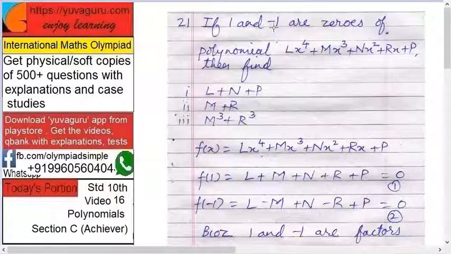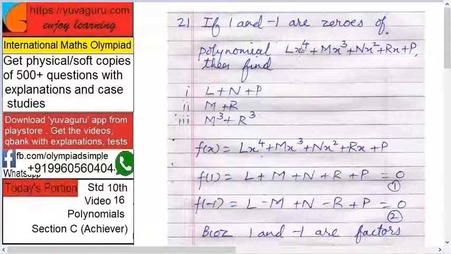If 1 and minus 1 are zeros of the polynomial L x raised to 4 plus m x cube plus n x square plus r x plus p, then find L plus n plus p, then m plus r, and m cube plus r cube.